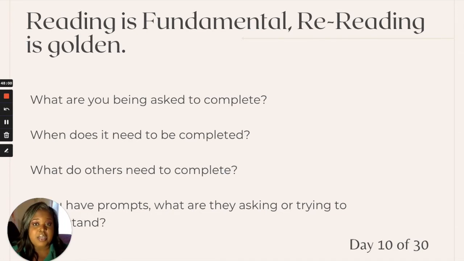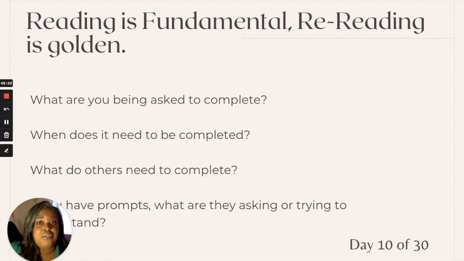You want to read through it, just skim it once. What I like to say is skim it first, read through it, and then read through it again. The reason why you want to do that is because of these questions. You want to know, what are you being asked to complete? Are you asked to complete just section 1A of the application, and then the second half needs to be completed by, let's say, a guidance counselor?